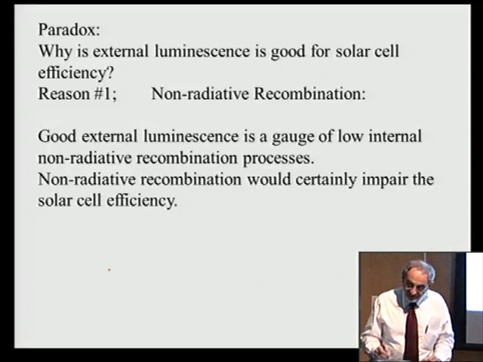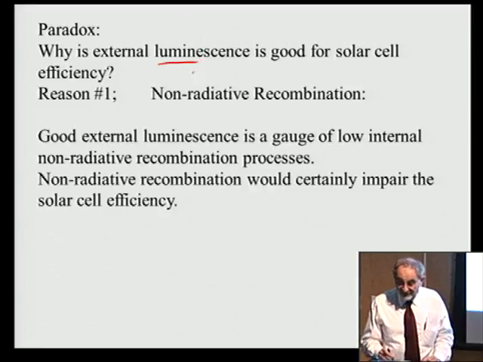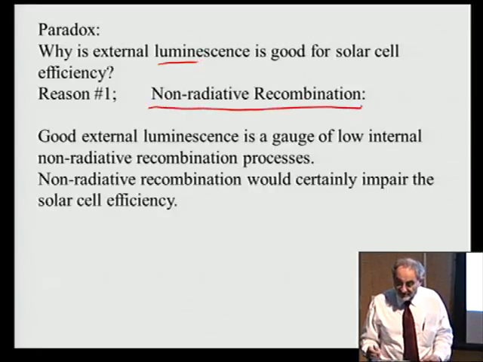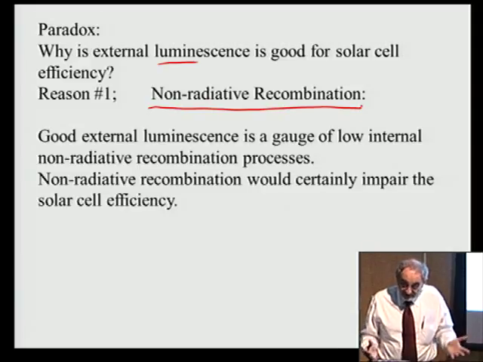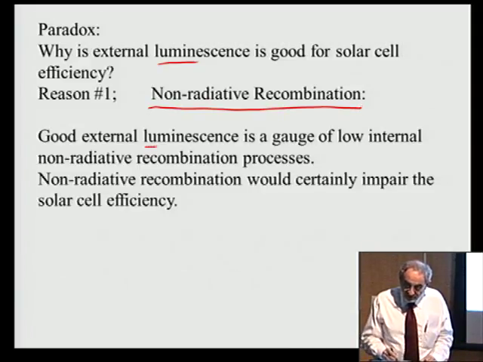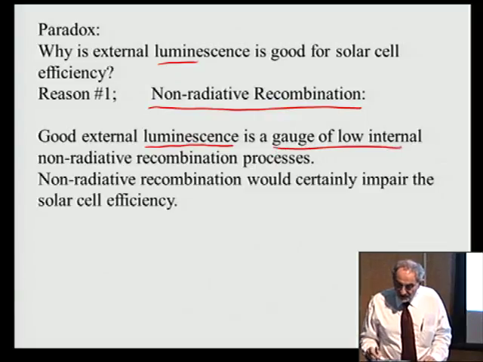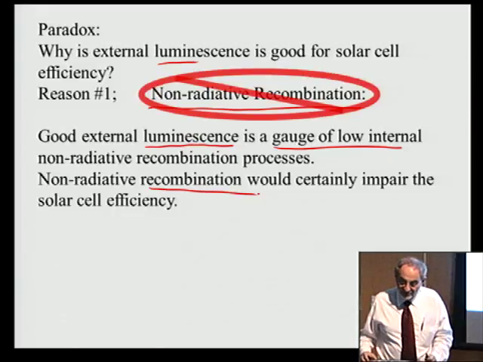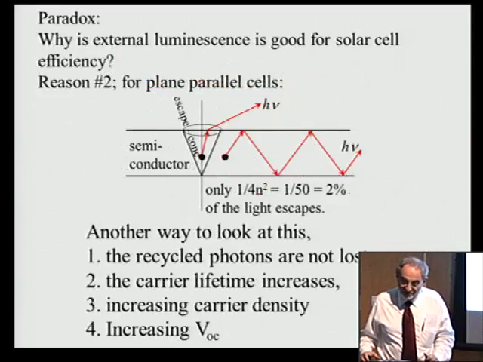Well, why is it good to have good external luminescence? Well, if you have good external luminescence, it means that the non-radiative losses were low. So that's good. It's a good thing to have. So the good external luminescence tells you you have low internal losses, and therefore it's got to be good. Okay? And for sure, non-radiative recombination would be bad. So that's one reason why external luminescence is good. It shows that you have low non-radiative recombination.